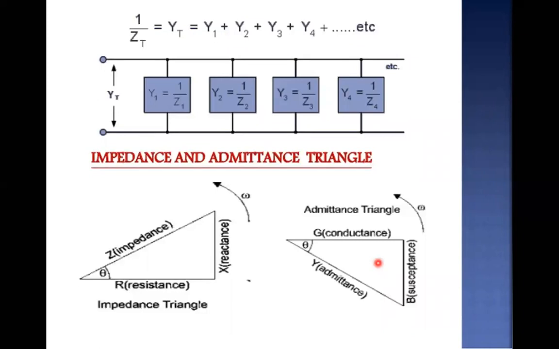So 1 by Zt is equal to Yt, which is Y1 plus Y2 plus Y3 plus Y4, etc. And what is Y? Y is nothing but admittance, the reciprocal of impedance. So for each of the resistors we have calculated, and this is the total value of 1 by Zt. And we can see the impedance triangle and admittance triangle. This is how we can make it out.